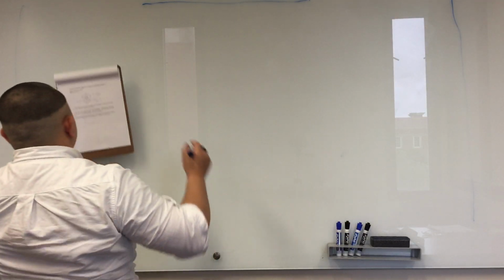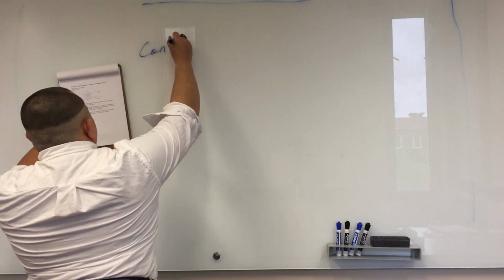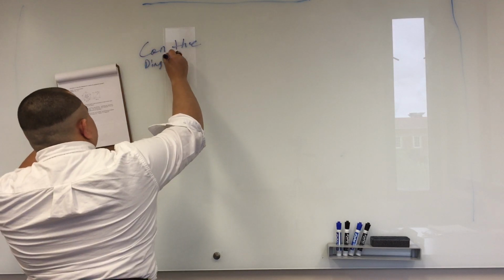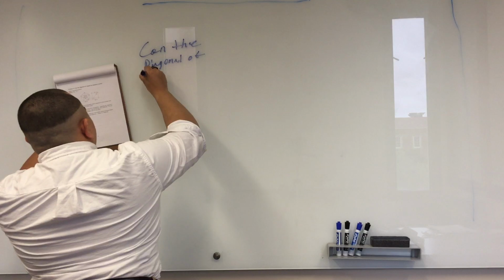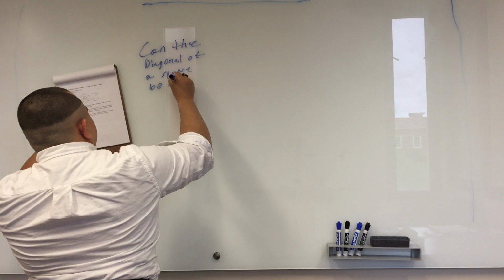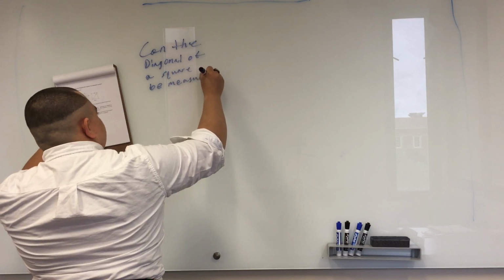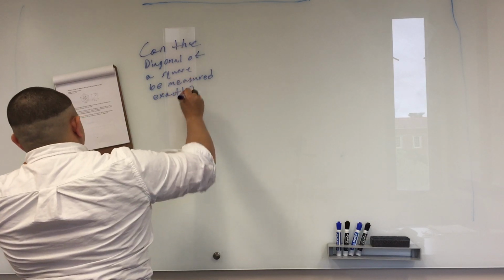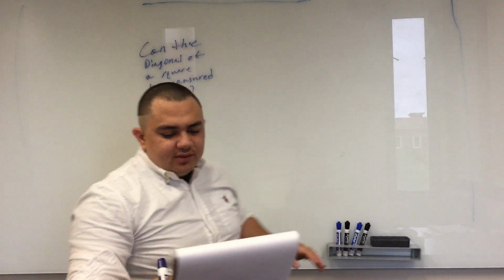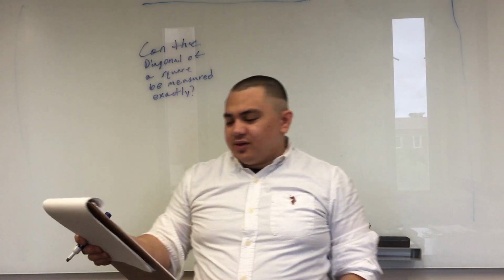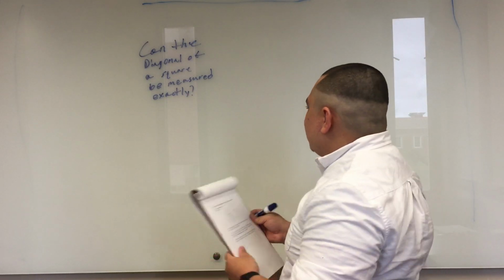Now, here's another such problem that they dealt with, or rather wrestled with. Can the diagonal of a square be measured exactly? So the Pythagoreans believed all lengths could be expressed as ratios of whole numbers. But then came this tricky business of the diagonal of the square.